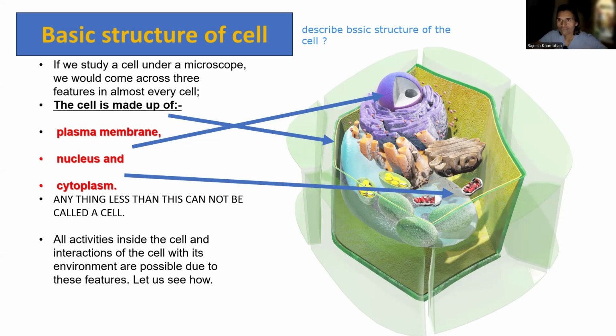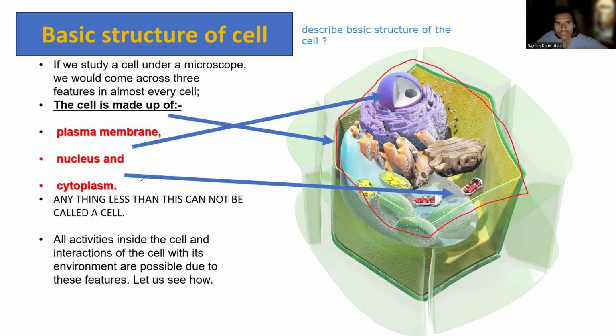Now pay attention here. If we study a cell under the microscope, now you know how it looks under the microscope, we would come across 3 main features. And I showed you this also. So basically we can see 3 structures in the cell. Now what are the 3 structures? Structure number 1, plasma membrane. Now what is a plasma membrane? A plasma membrane means this outer structure of the cell. Am I clear, my dear students?